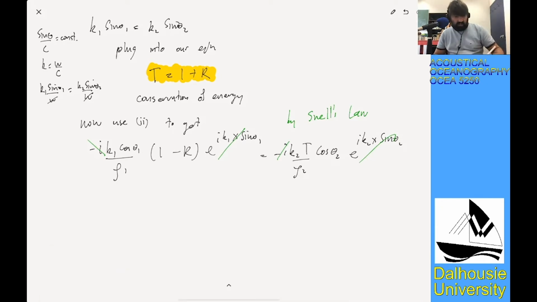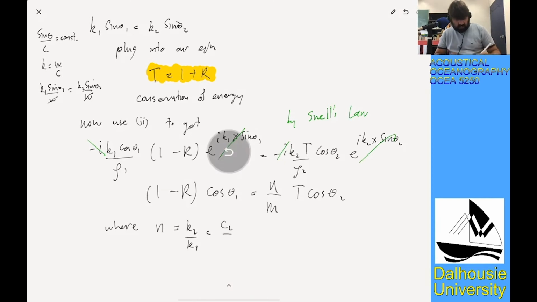What does this simplify to? Well, what's left over? We're going to have a 1 minus R cos theta 1. And then I'm going to say we're going to have n over m here. And then we have our t cos theta 2. What's n and m? Where n is equal to the ratio of the wave numbers in the two different regions, or you could say, of course, the ratio of the sound speeds, right? And m is the ratio of the densities.